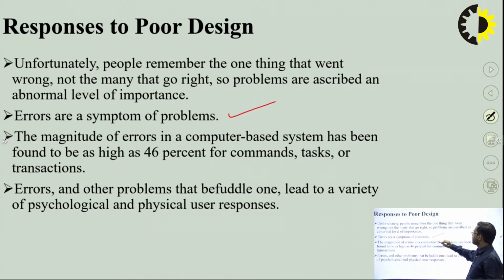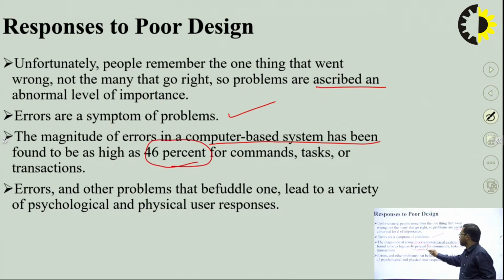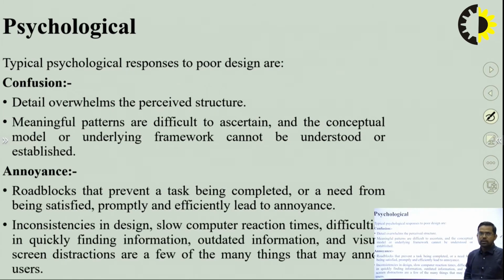So problems are ascribed an abnormal level of importance. The magnitude of errors in computer-based systems has been found to be as high as 46% for commands, tasks, or transactions. So errors and other problems that are bewildering lead to a variety of psychological and physical user responses. So these are some psychological responses.